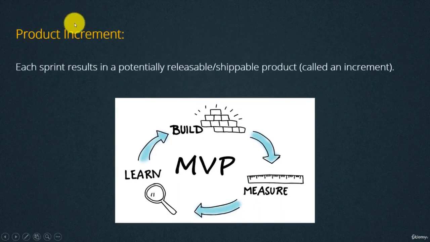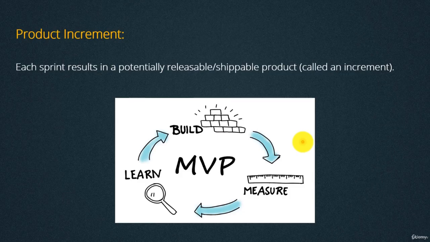Then we have something that's called the product increment. So at the end of each sprint, we should have a potentially releasable or shippable product, which is called an increment. So like we see here, we build something, we measure its quality and get feedback from the customer. We learn new things and then build a new functionality or a new build. This new build is called a product increment.